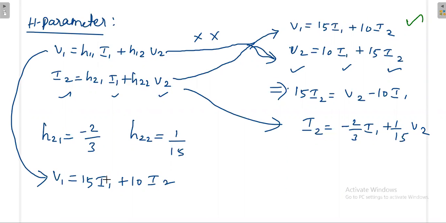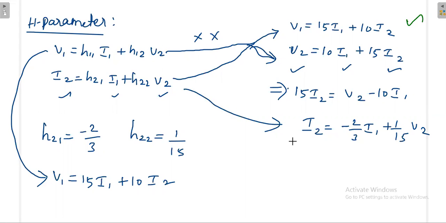If I am getting extra I1, no problem, that will add with this. If I am getting extra V1, no problem, it will get added with this. So what is our aim? I have to replace I2 with something, and that equation should consist of V2, I1 or V1. Not all of them need to be there, but definitely it should consist of V2, because we need V2 here.